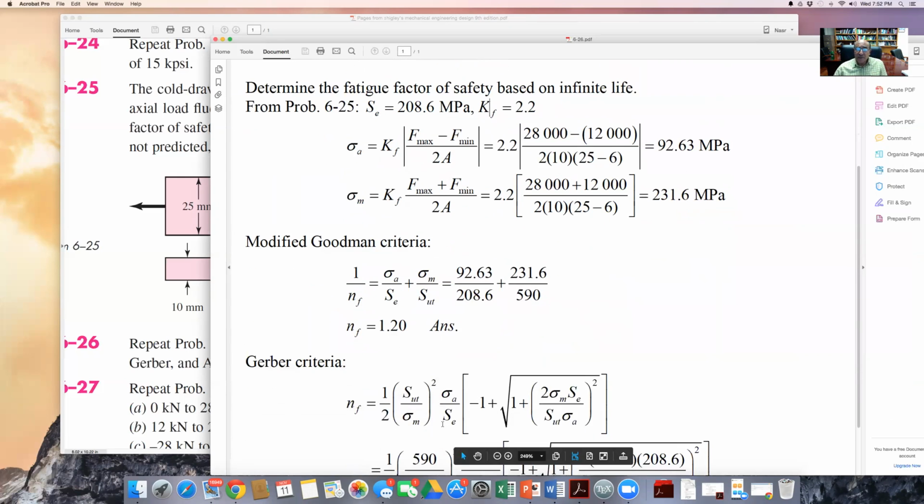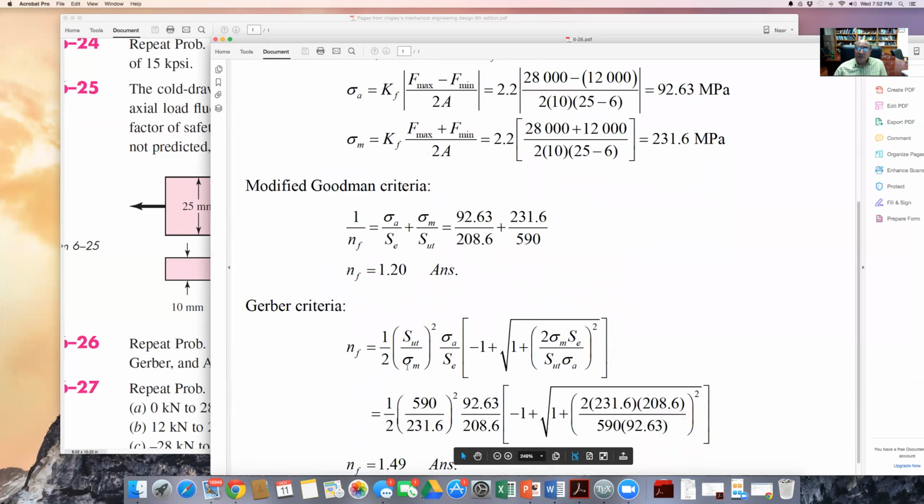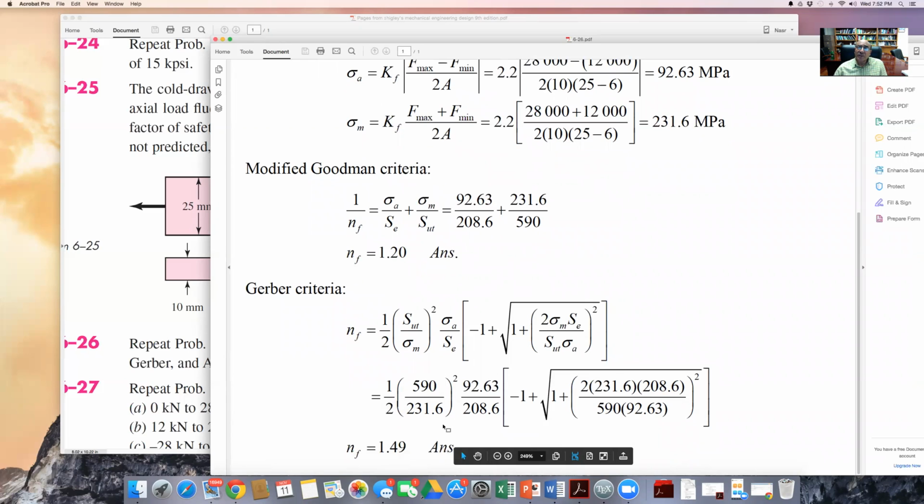And in fact, if we do the Gerber, we get a solution for the quadratic, and we get n equals 1.49.